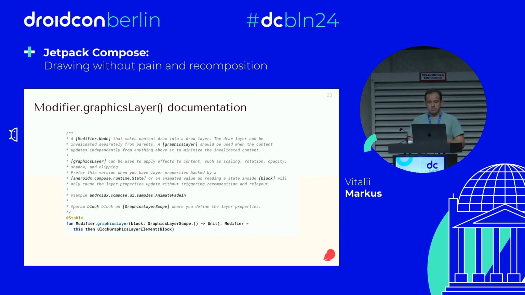But why is it happening? Let's go to the documentation. This version is preferred for reading animated or frequently changing state. In this case, we just update the layer properties, which does not cause additional recomposition. And if you notice, we're in the graphics scope. So we read our states only in the drawing phase.